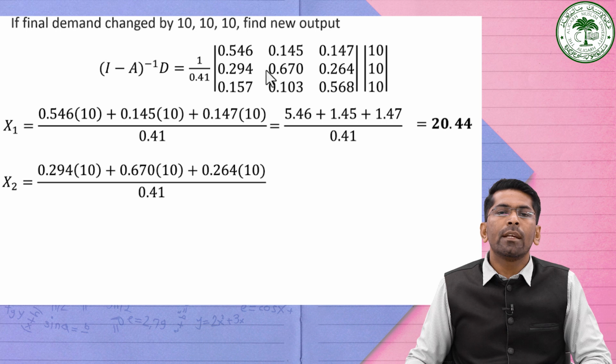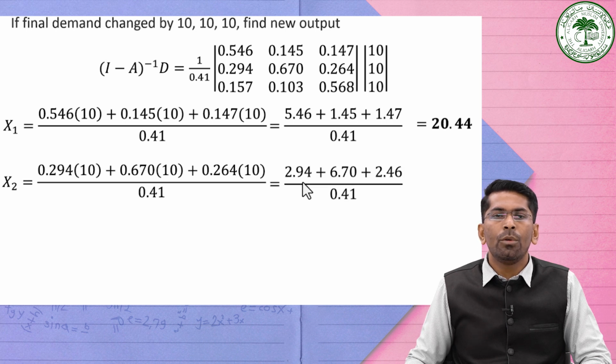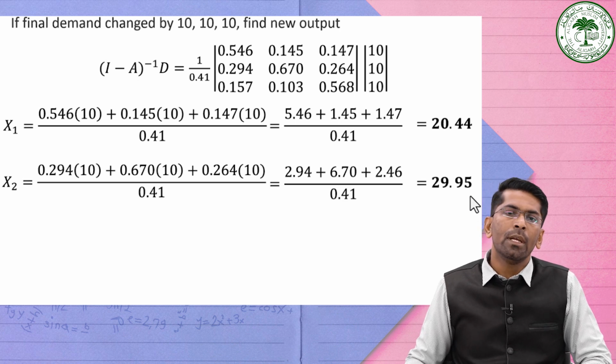We are going to consider the second row and multiply with the final demand vector. So it will be 0.294 into 10, 0.670 into 10, 0.264 into 10, divided by 0.41, which is equal to 2.94, 6.70 and 2.46 divided by 0.41, which is equal to 29.95.